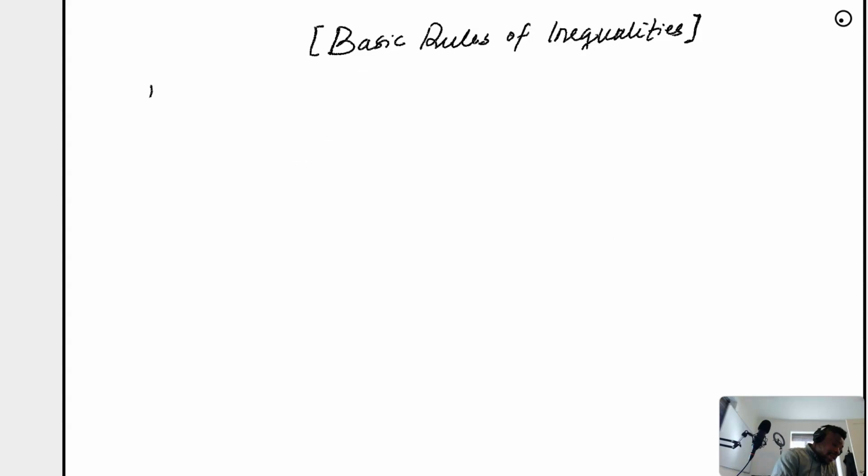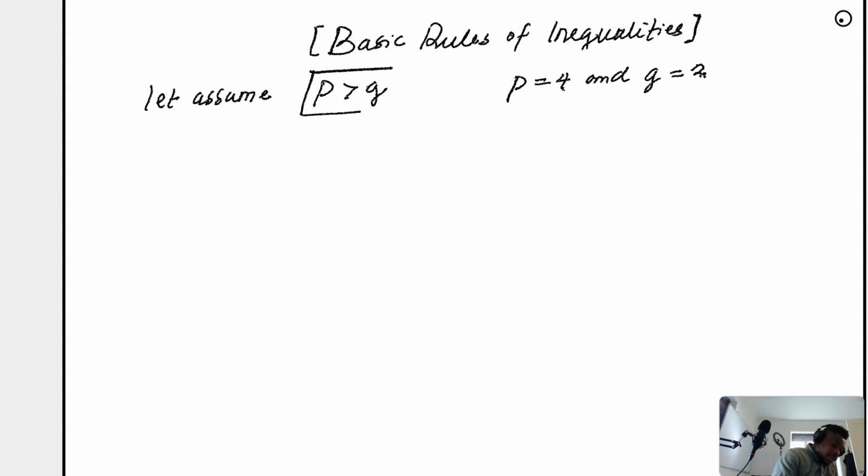So here, let's assume P is greater than Q. Let's say P is 4 and Q is 2. So 4 is greater than 2. That means P is greater than Q. So this is true, right?